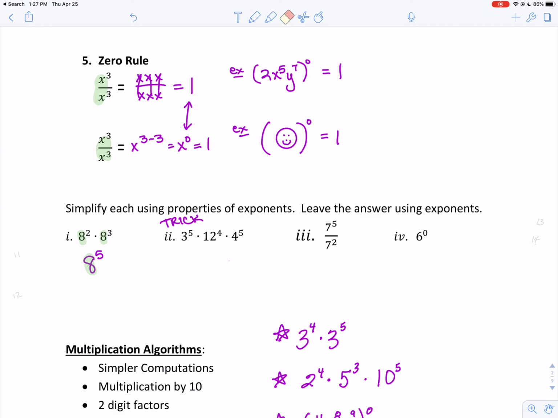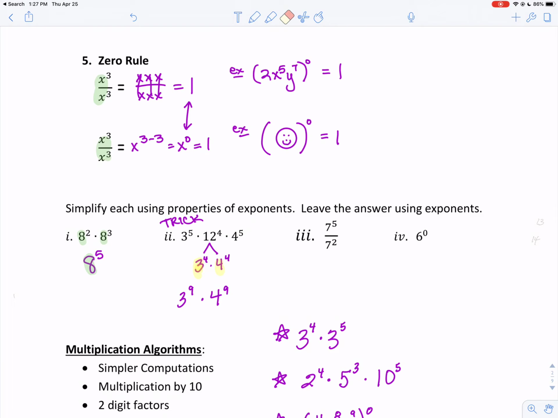There's a couple of tricky problems in your homework, so this is one of them. 3 to the fifth times 12 to the fourth times 4 to the fifth. We can split the 12 to the fourth up into 3's and 4's. So now notice we're going to have 3 to the fifth times 3 to the fourth, so that will be 3 to the ninth, and then 4 to the fifth times 4 to the fourth, so that will be 4 to the ninth.